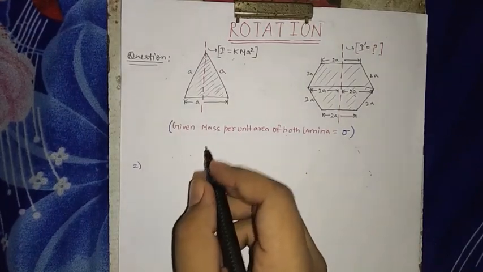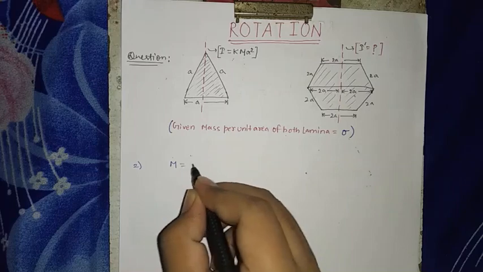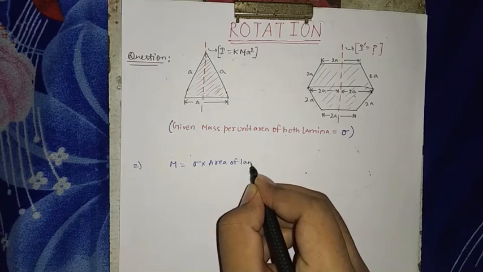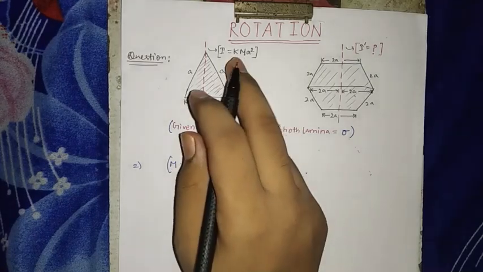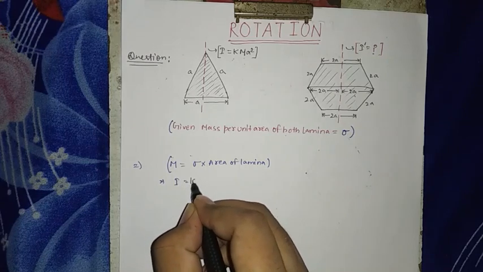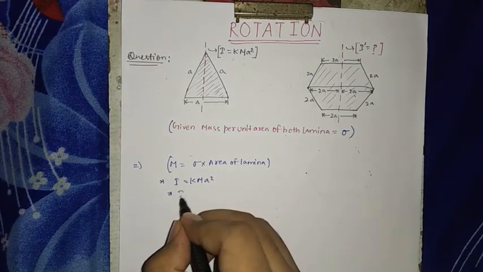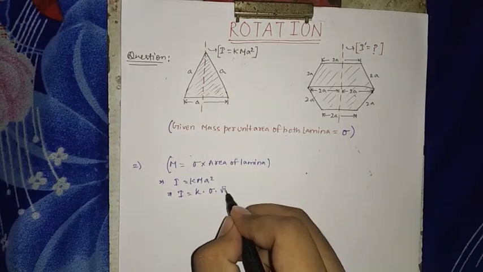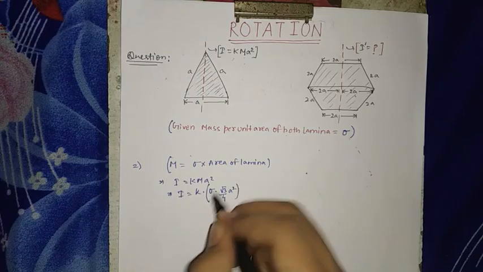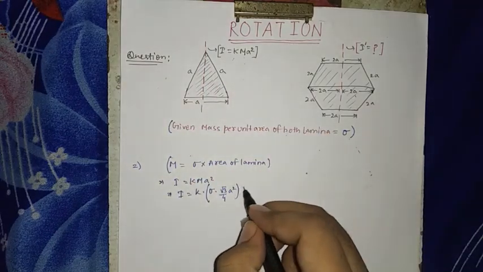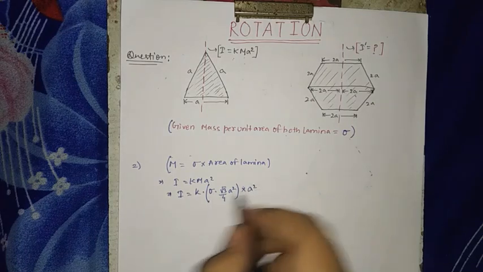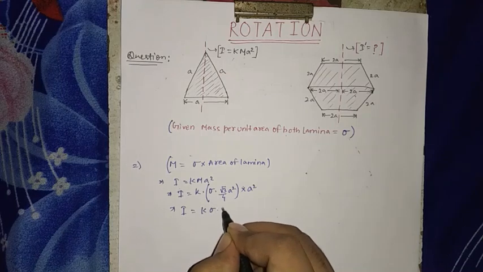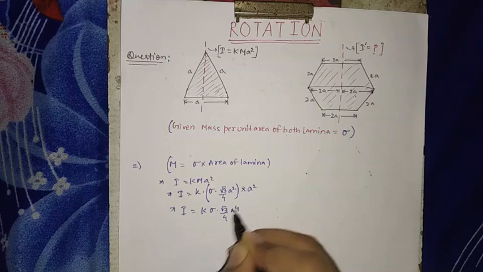So if the mass per unit length is equal to sigma, we can write mass is equal to sigma into area of lamina. So here I is equal to k m a square. In place of m, I can write sigma into the area of this lamina, which is root 3 by 4 a square, as this is an equilateral triangle, and into a square. So we get I equals k sigma root 3 by 4 a to the power 4.